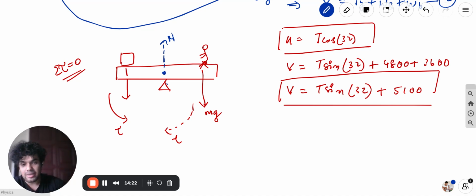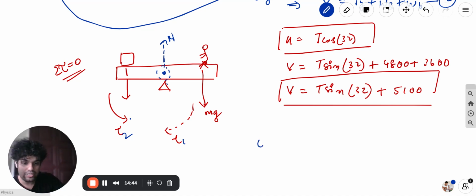I choose my axis over here. Obviously, everyone is going to choose the axis over here because that's the point of rotation. If I choose my axis over here, the torque acting on that point will be zero. We have two torques. This is the first torque, and this is the second torque. If I try to find out the torque acting at this point, that will be equal to zero.